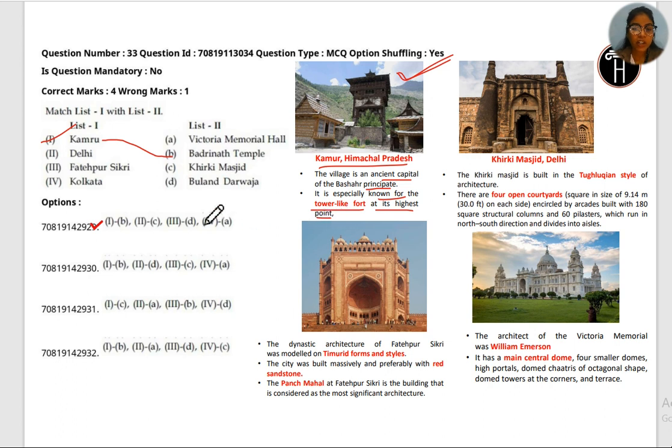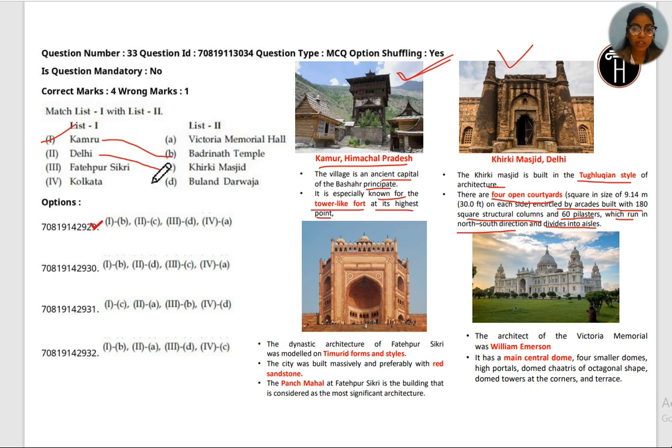Fine. Second option given to you is your Delhi. So Delhi, we have our Khirki Masjid. So this is the image of your Khirki Masjid. The Khirki Masjid is built in the Tughluqian style of architecture. Fine. There are four open courtyards. It has four open courtyards encircled by arcades which build 180 square structural columns and 60 pilasters which run in north-south direction and divide into aisles.